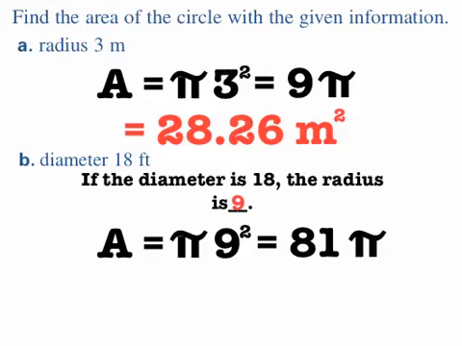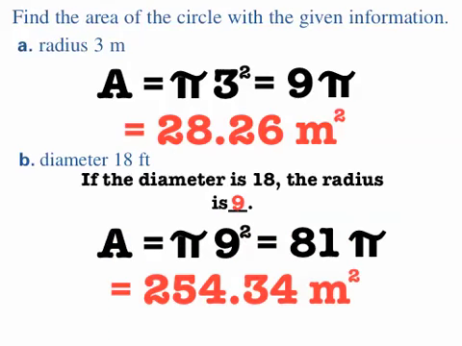9 squared is 81. Again, if they wanted me to leave this in terms of pi, it would be 81 pi feet squared. Since they didn't tell us which one they wanted us to do, I'm going to go ahead and multiply by 3.14, and we get 254.34 meters squared. That should be feet squared. Sorry, I didn't change my units.